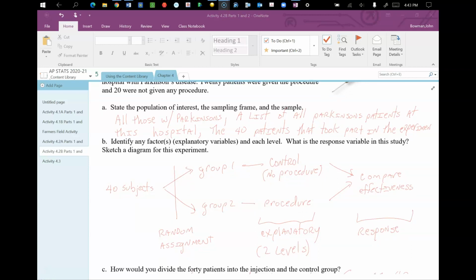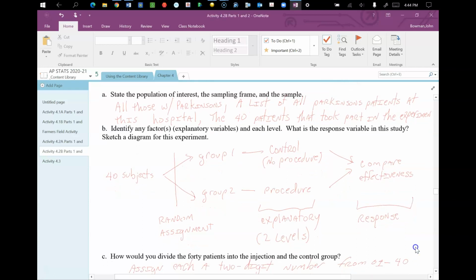This next question might be a question that I would give you as part of a question like this entire thing on a quiz or a test. How would you divide the 40 patients into the injection and the control group? Well, remember, the criteria is straightforward. It needs to be unambiguous, and somebody needs to be able to read your instructions, carry out the assignment, and essentially end up with the same results that you would end up.